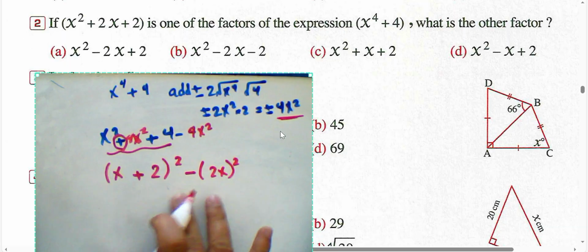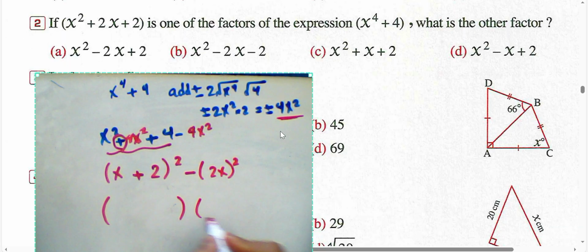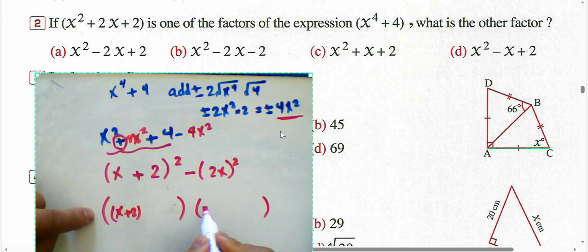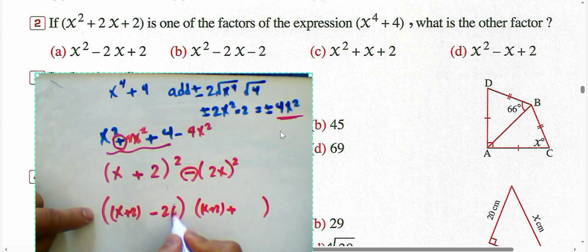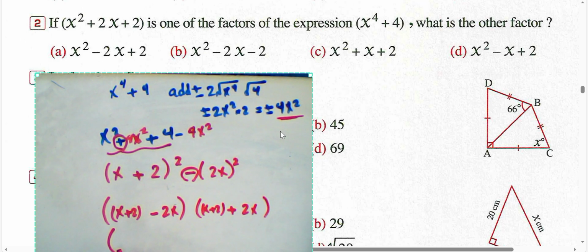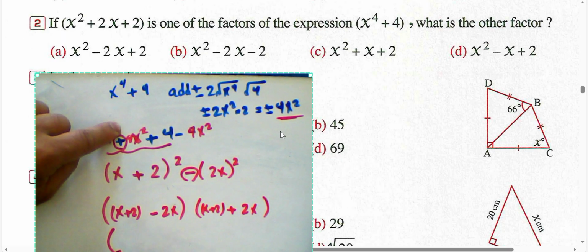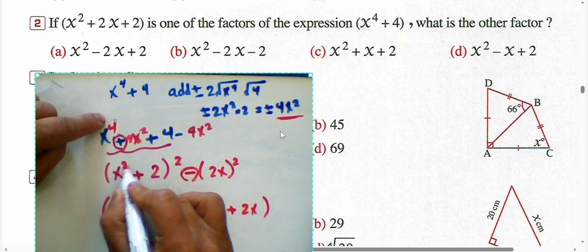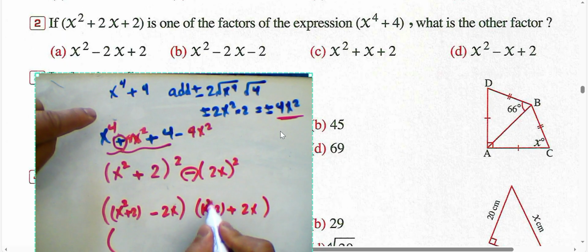Next step, you can factorize this expression here. This expression x plus 2 product by x plus 2, and this sign will be negative and positive. 2x power 2 equals 2x and 2x. Okay, then the simplest here about this expression, we have x power 4, not x power 2. This number was x power 4.